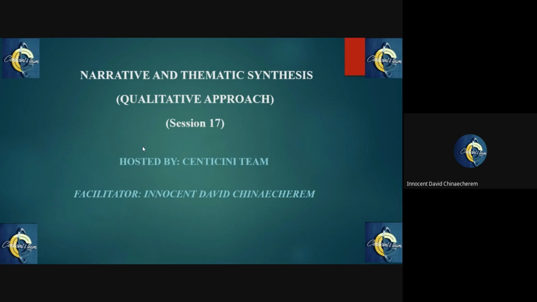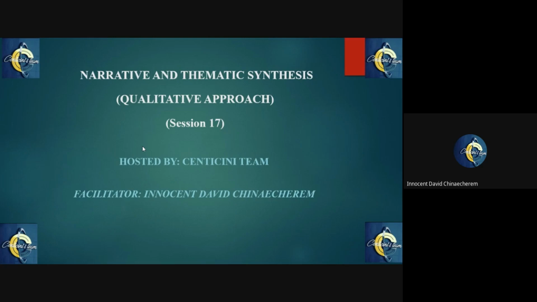There are a lot of approaches that you can use in doing your systematic review synthesis, and narrative synthesis is one of them, as well as thematic synthesis. And these are approaches that are synonymous with the qualitative approach for your synthesis.